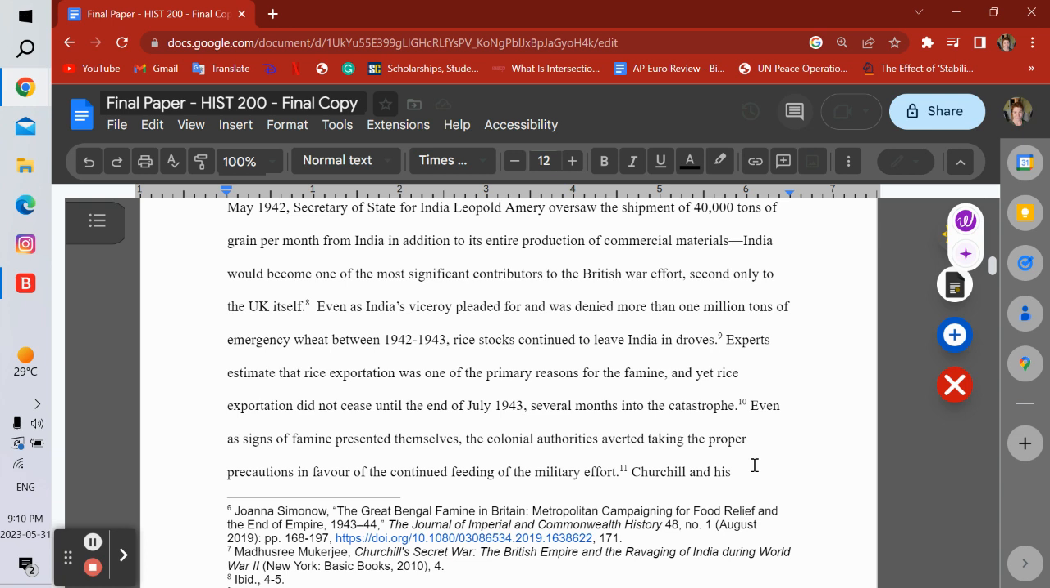Stocks continued to leave India in droves. Experts estimate that rice exportation was one of the primary reasons for the famine, and yet rice exportation did not cease until the end of July 1943, several months into the catastrophe. Even as signs of famine presented themselves, the colonial authorities averted taking the proper precautions in favor of the continued feeding of the military effort.